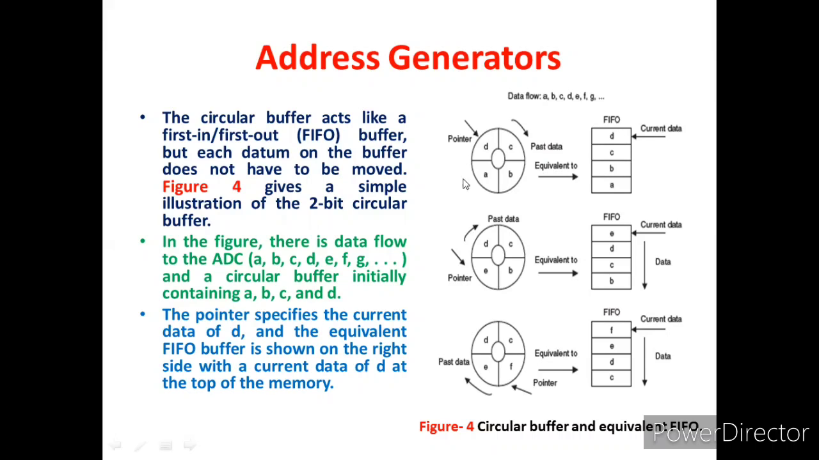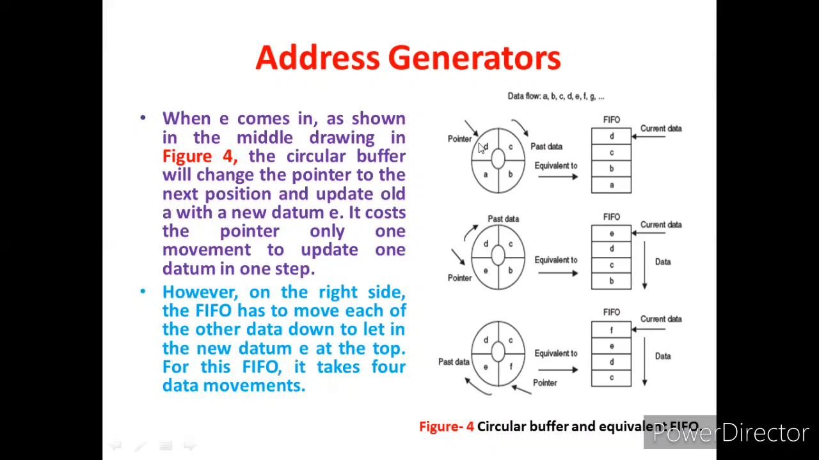Okay. So now what happens here when you perform certain operations? When E comes in, after A, B, C, D, E is the data we have. What happens? The data are shifted. As shown in the figure, in the middle one, the circular buffer will change the pointer to the next position. If you observe here, the circular buffer is changing the pointer to the next location.